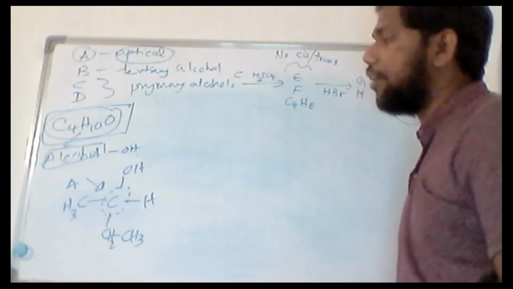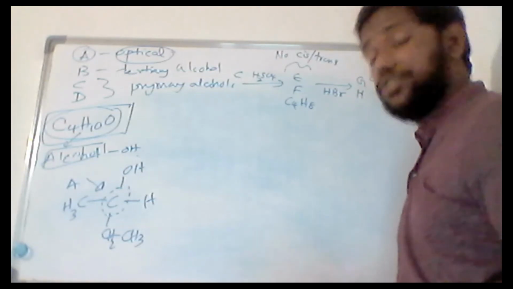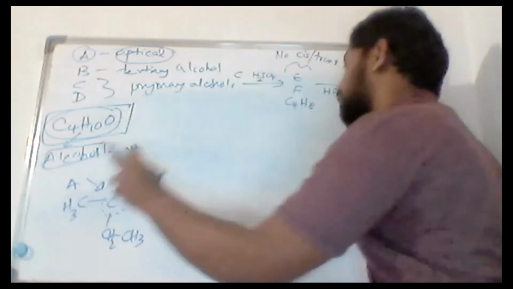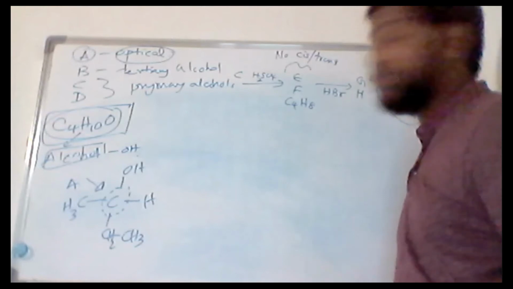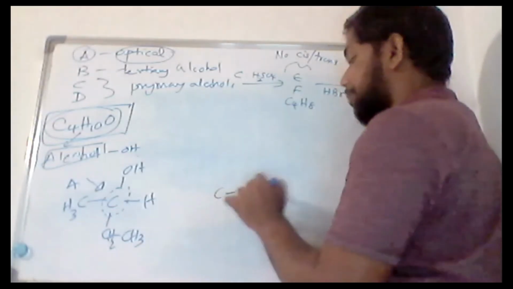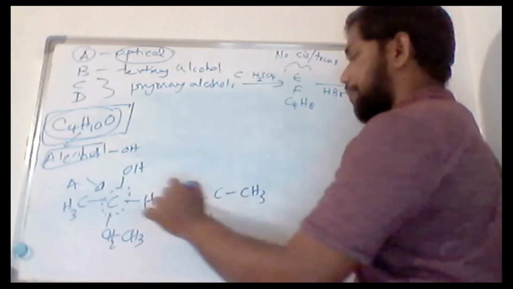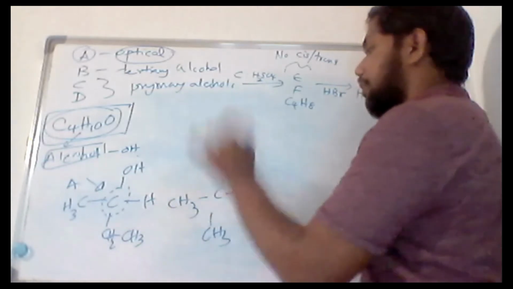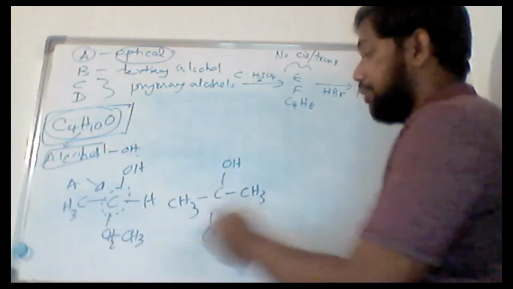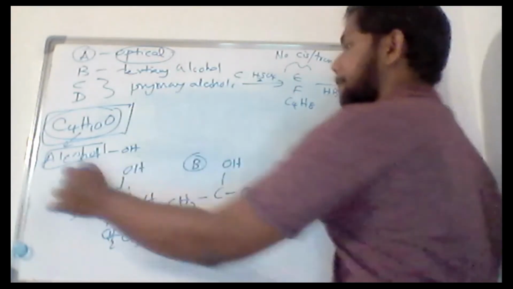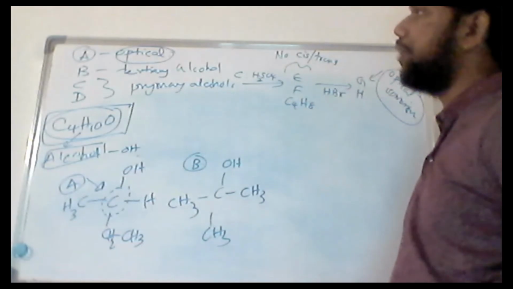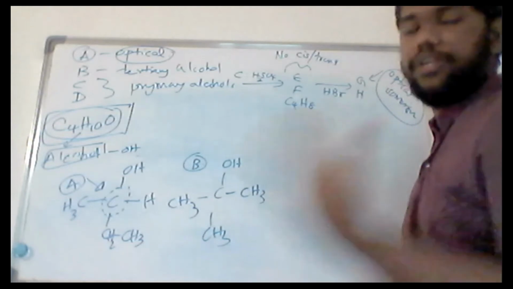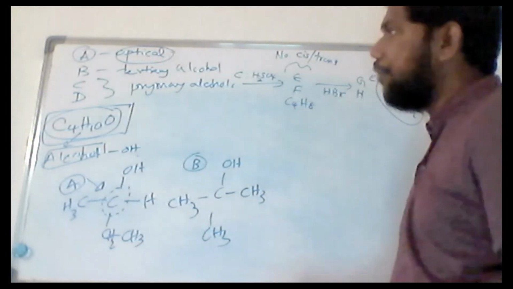So this is the idea of this compound. Because all evolve H2 with sodium, each should also be an alcohol. And B is a tertiary alcohol, so it should be like this. Since this is a tertiary alcohol, this is B, and this is A. So determining A and B is straightforward, they are not hard. Now we go to C and D.